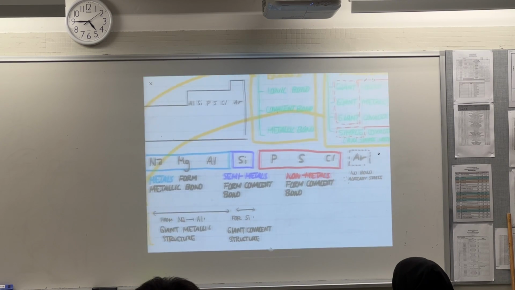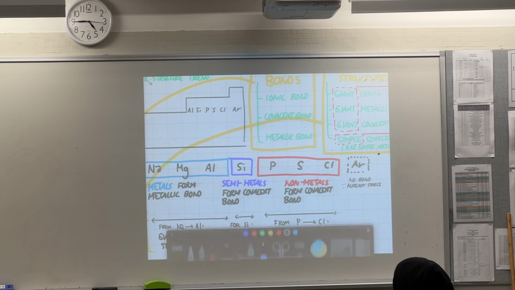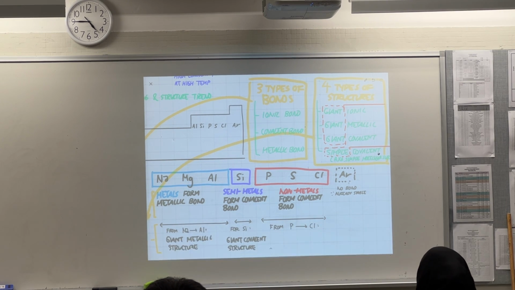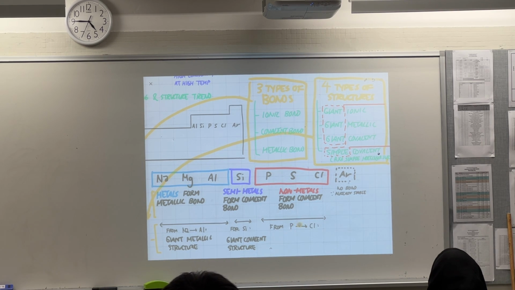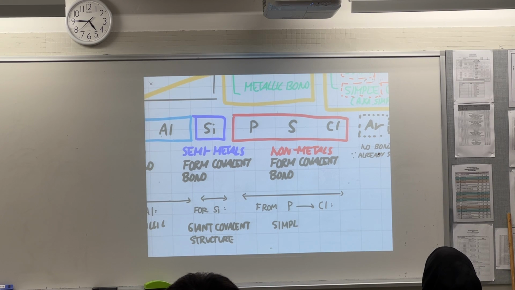But from P onward, P to Cl, what do you think they form? Simple molecular. They cannot form a giant ionic structure, because what does an ionic compound contain? A metal and a non-metal. You don't see any metal on this part. You only see non-metals. So they have a simple molecular structure.